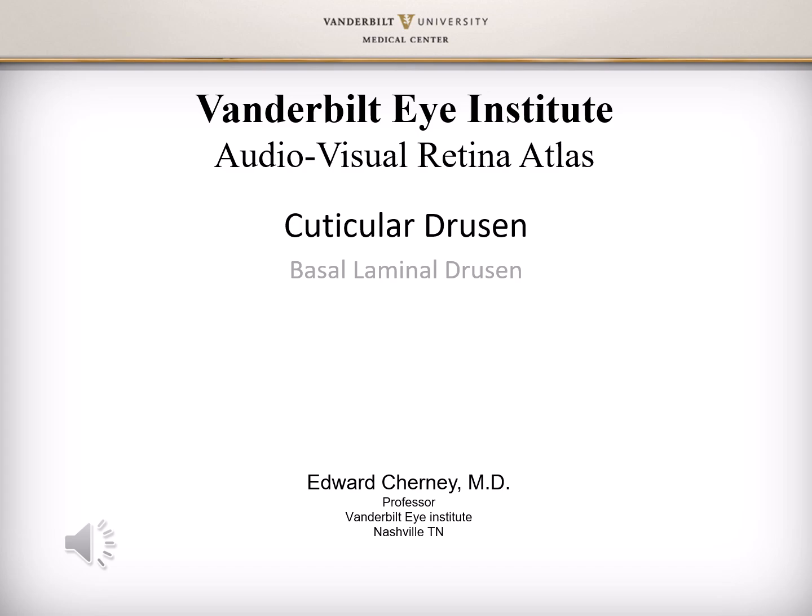One of the earlier terms for this condition was given by Dr. Don Gass. He called them basal laminar drusen because he believed the pathology to be nodules on the basement membrane of the pigment epithelium. Subsequent pathology has found them to be in the same location as other drusen.